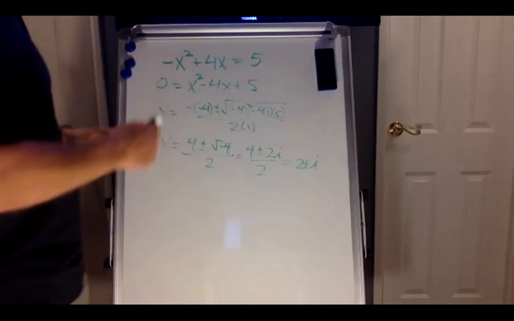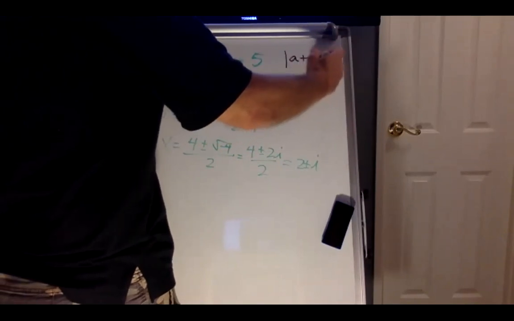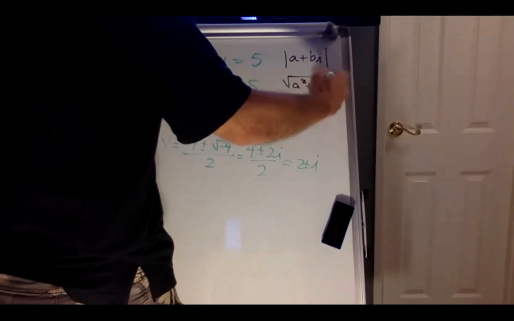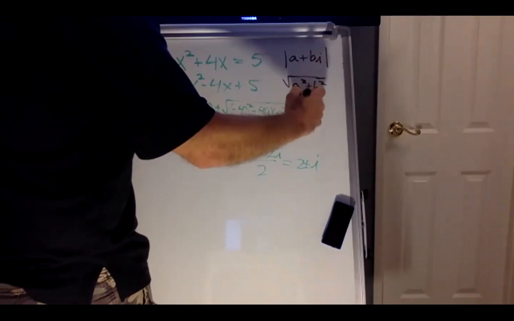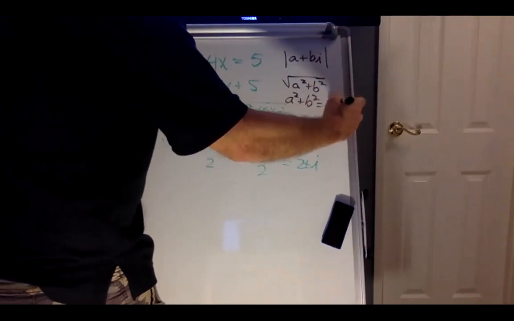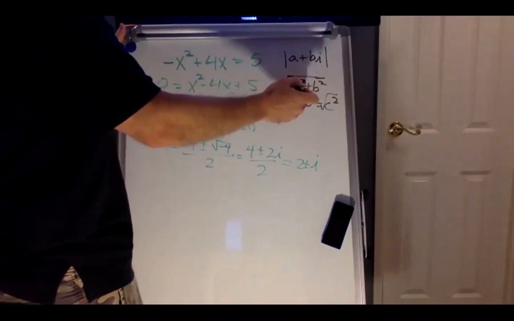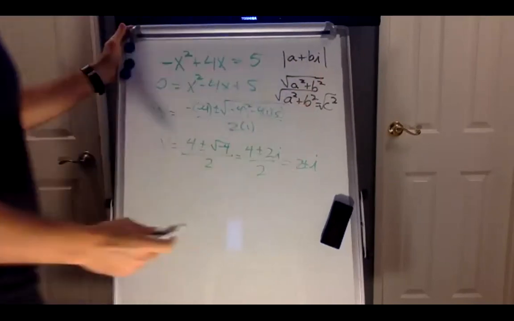Yeah. Because the absolute value of a plus bi is the square root of a squared plus b squared. Where have you seen that before? a squared plus b squared equals c squared, the Pythagorean theorem. Square rooting both sides is what you've done. So somehow this must be the Pythagorean theorem. How did we get that?